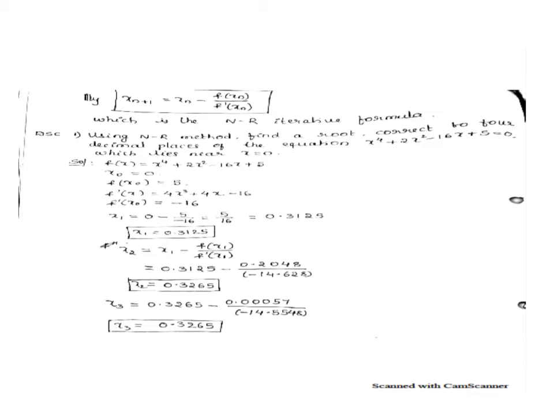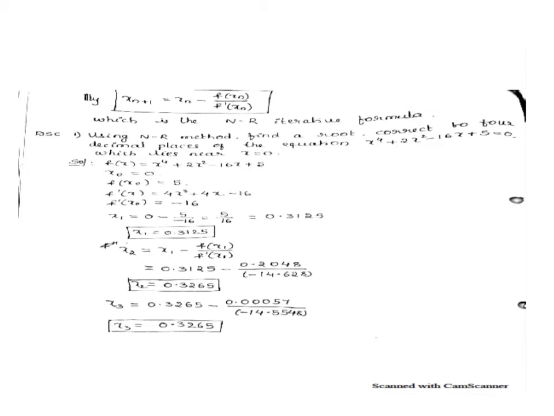Now let us consider another example. To find a real root of the equation correct to 4 decimal places where the root lies near x equals 0. So consider the function f of x is x raised to 4 plus 2x square minus 16x plus 5. And in this example, we are not locating where the root lies because they have already mentioned in the question that the root lies near x equals 0. So we consider directly x naught equals 0.